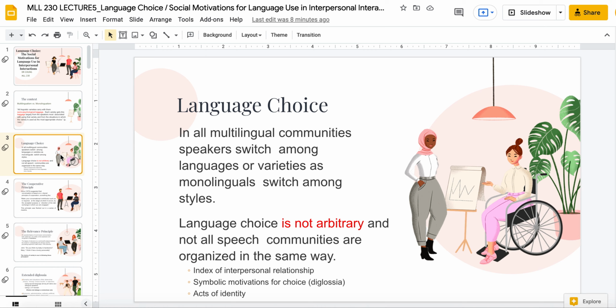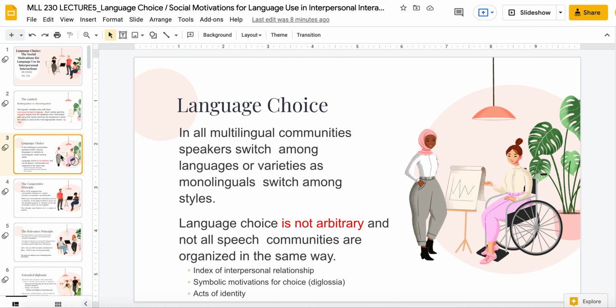And there's also symbolic motivations for choice, like we talked about with diglossia. Remember, a diglossic situation occurs when languages are unequal in a society. So, for example, we talked about how in Germany, there's various high levels of German and low levels of German, and you would use different types depending on the situation and who you're talking about or talking to.